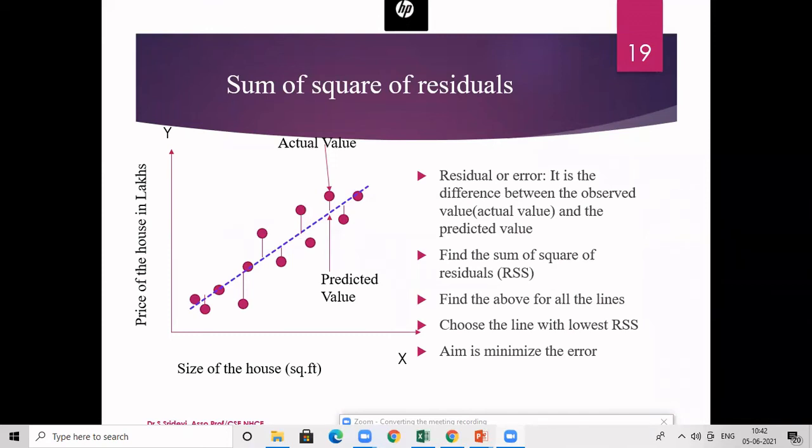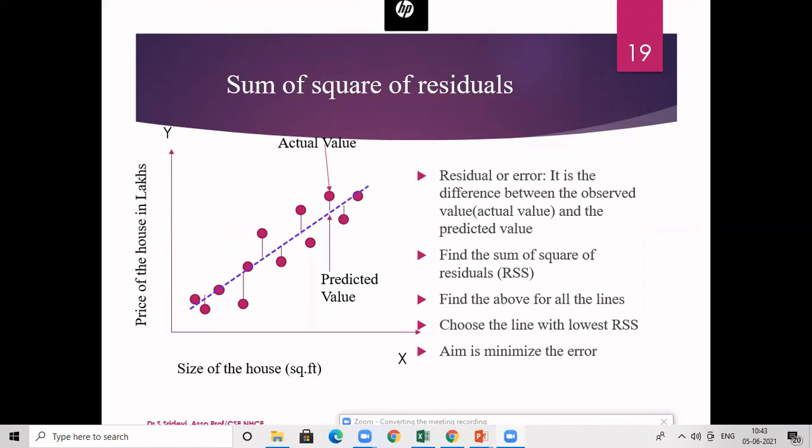Some of the residuals may be positive and some may be negative. If you simply sum all the residuals, they may cancel each other out and you will get the answer as 0. So what we are going to do is square the residuals. The purpose of squaring is that, since some are positive and some negative, they may cancel each other out, but we want to retain their effect. So once you square the residuals, finally you find the sum of the squares of all the residuals. That is called the RSS method.